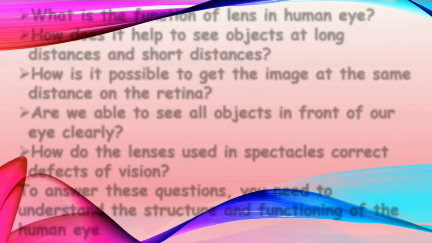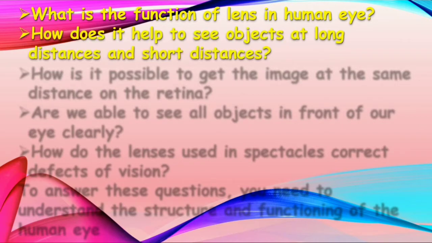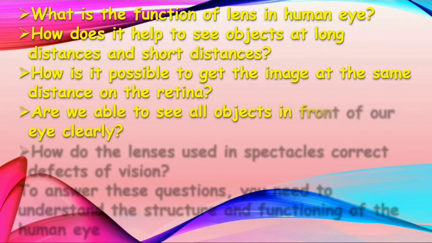Now we have some questions here, but they are not clear. Okay, now let us make it clear and let us know the answers in this chapter. First question, what is the function of lens in human eye? How does it help to see objects at long distances and short distances? How is it possible to get the image at the same distance on the retina?